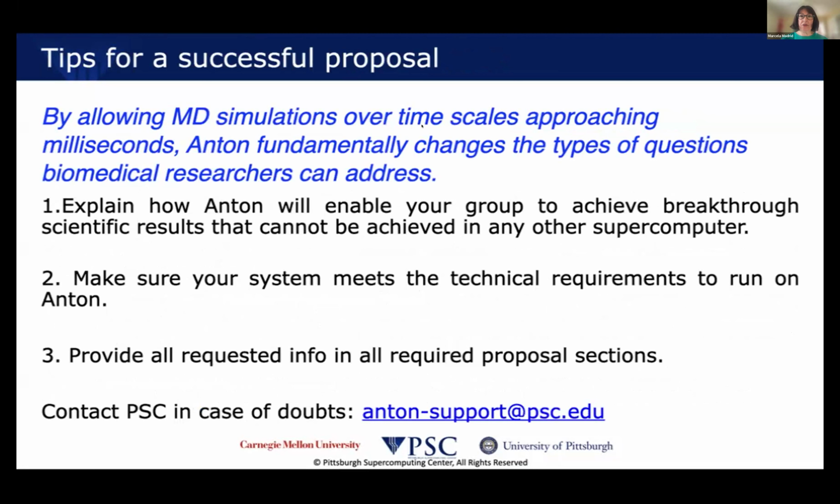Anton allows MD simulations over timescales that approach milliseconds, and so it will fundamentally change the types of questions that can be asked. It will be important in the proposal to demonstrate that you are expecting to achieve breakthrough scientific results that cannot be achieved on any other supercomputer. That's one of the most important tips for a successful proposal. We are looking for breakthrough science that cannot be done anywhere else.